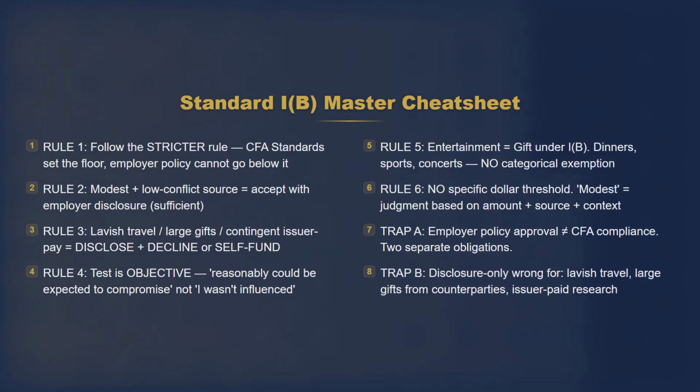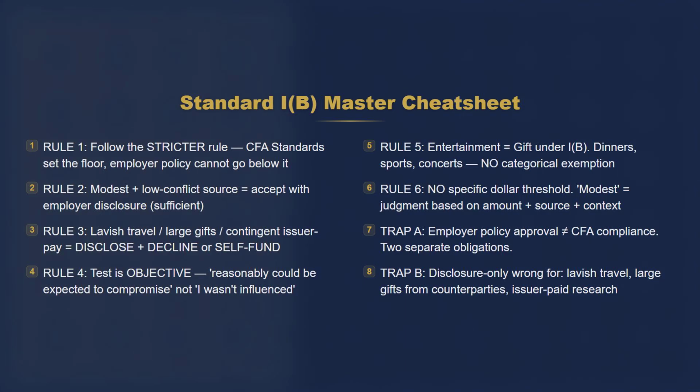Screenshot this. This is the Standard I.B cheat sheet, everything you need to answer any I.B question in under 90 seconds. 6 rules, 5 trap identifiers, and 4 memory hooks that will serve you on exam day. The 6 decision rules: 1. Follow the stricter of CFA standards and employer policy.